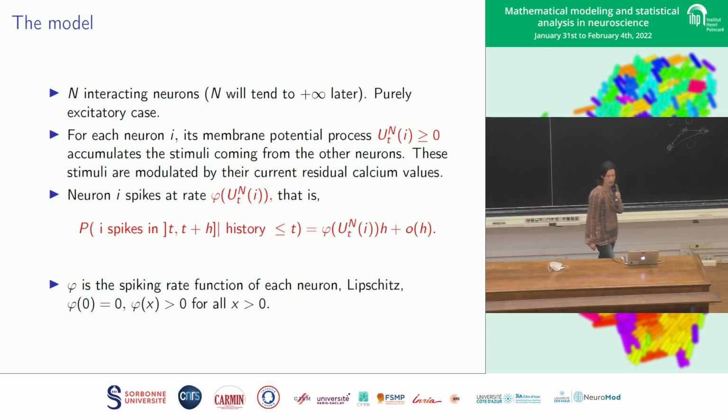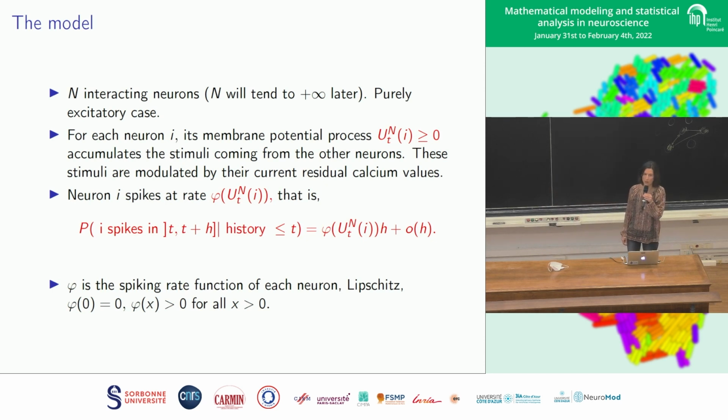Okay. So in other words, these are exponentially distributed waiting times for the next spikes, but the parameter of the exponential distribution is random since it's evolving over time. So it's not a true parameter. It's this phi of U_t. So we call it the spiking rate function.